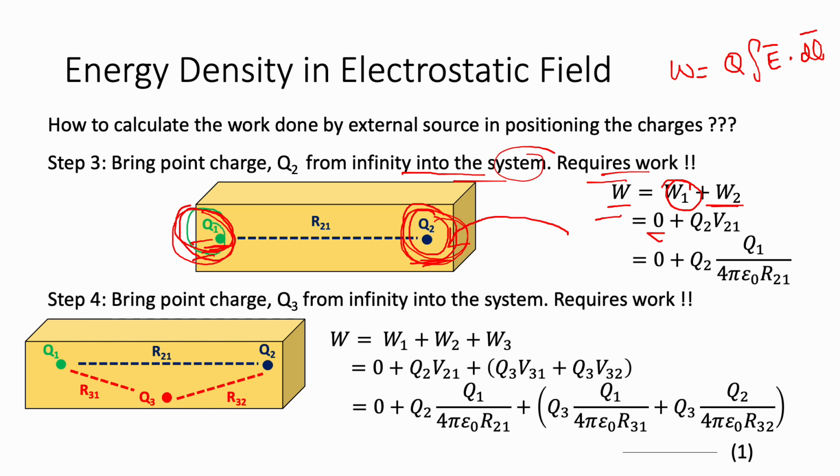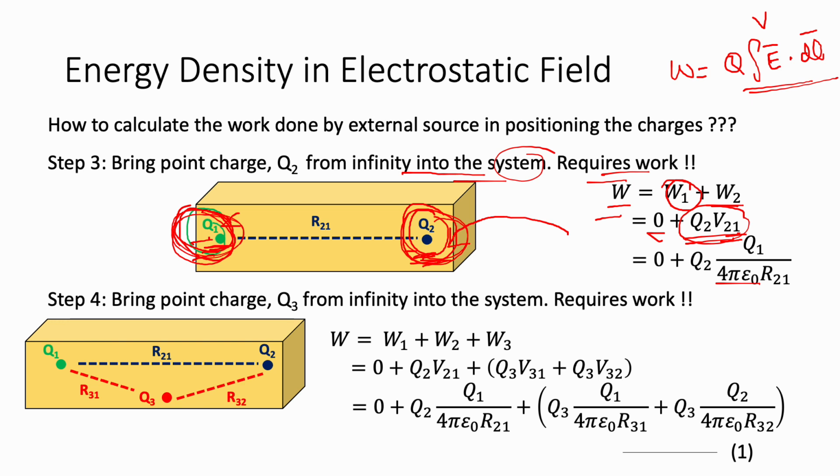Q E dot dl, and this E dot dl is what? It is V. So Q with the V, the potential. So the potential is where? Potential at Q2 due to the charge of Q1. Okay, so that's why the potential is written as V21, which is the potential at Q2 due to the charge of Q1.